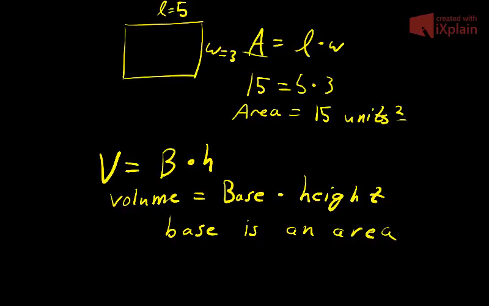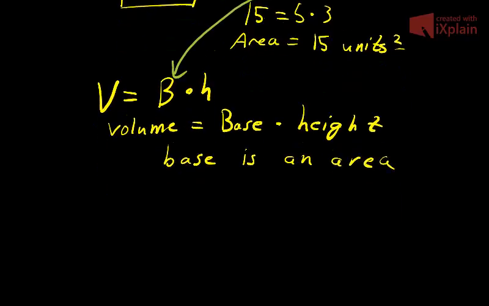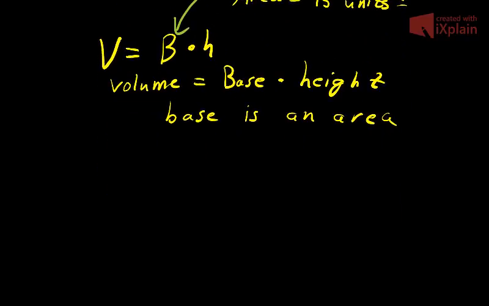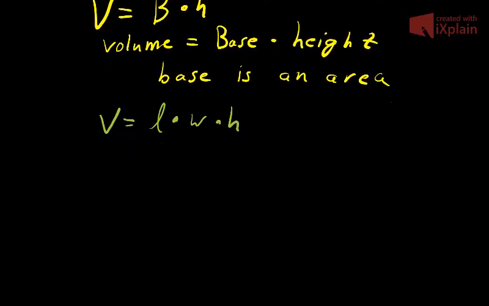We just talked about how we find areas of rectangles, and that is length times width, right up here. So we're going to put that down for our base because our base is an area. What that ends up doing is that our volume is going to be equal to length times width times height. So I'm going to give a quick example problem here.